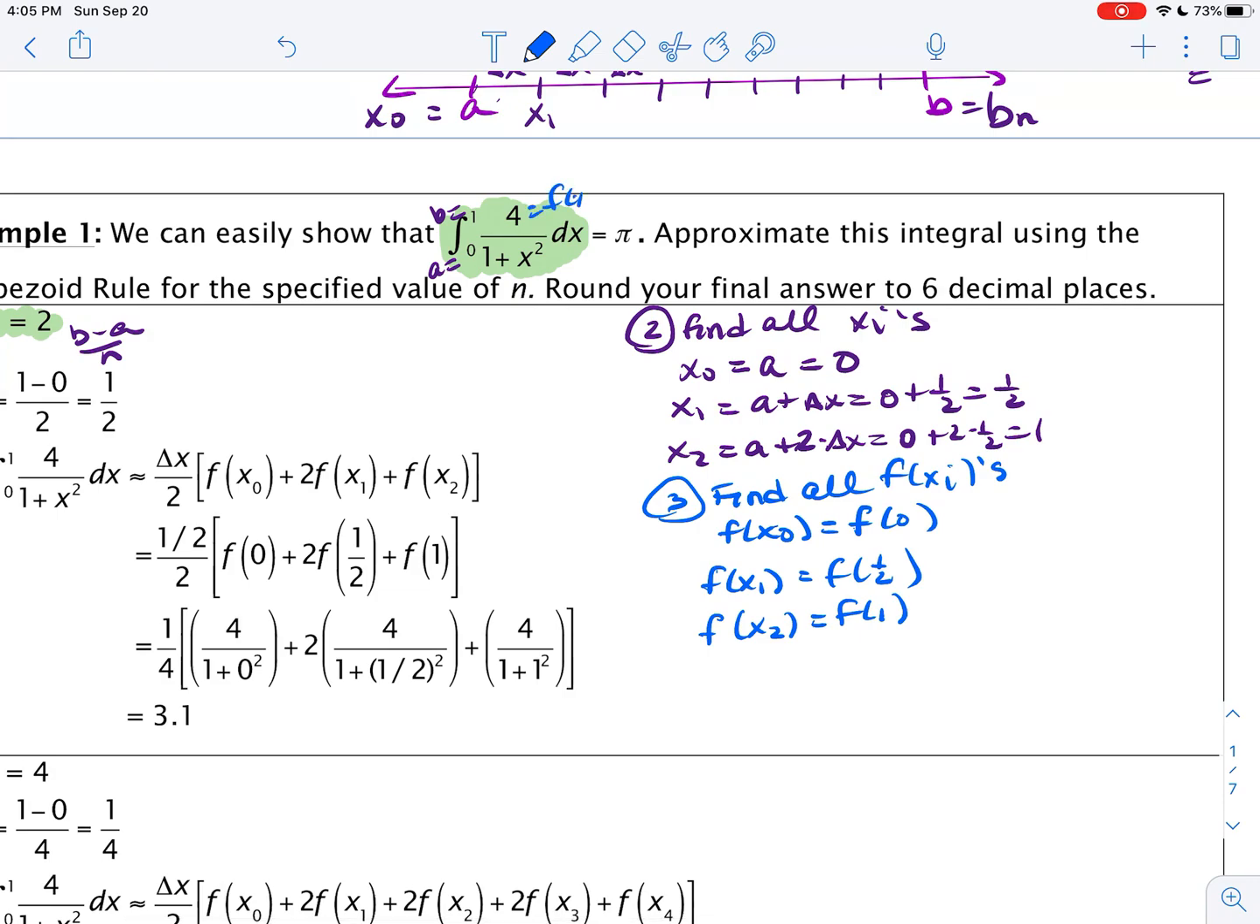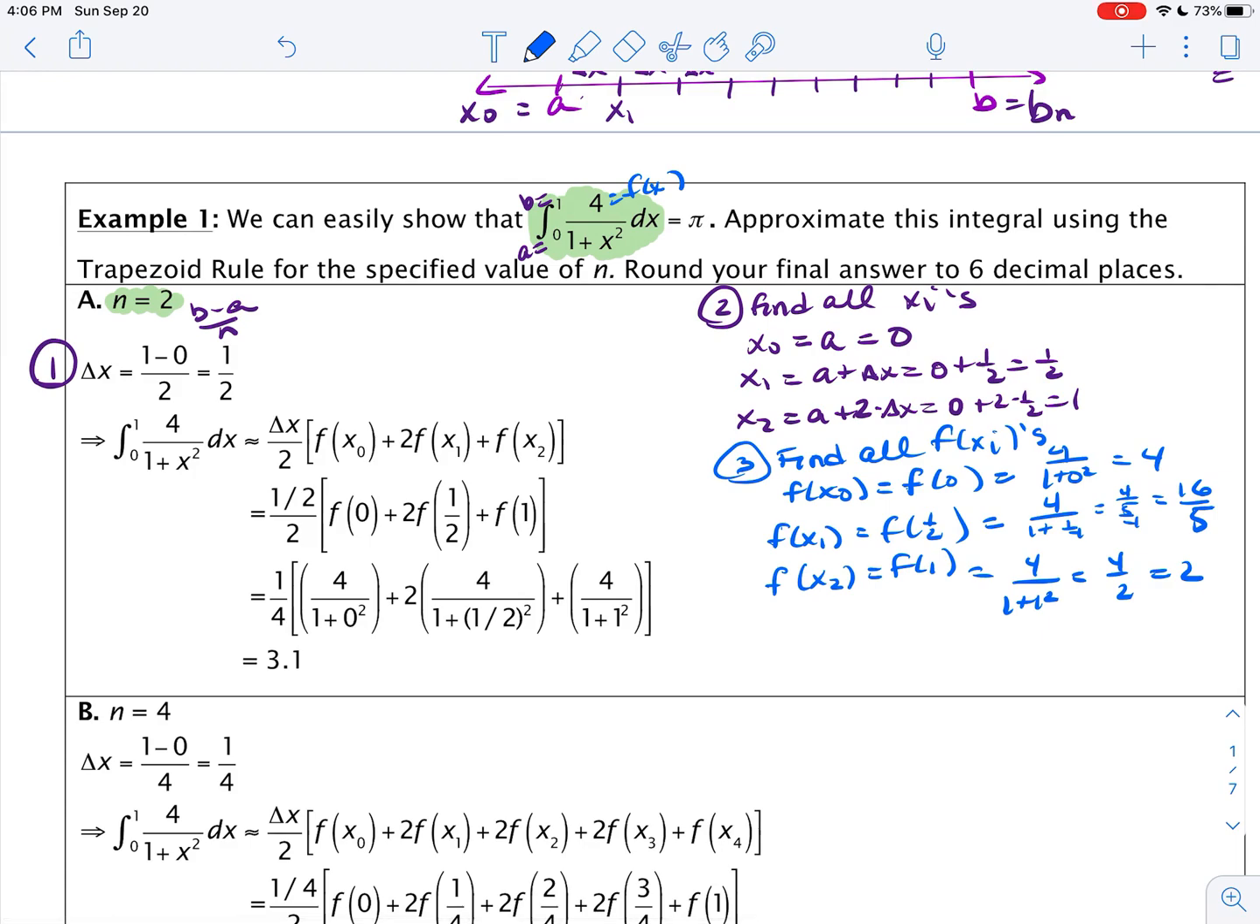Good? And knowing that our f of x is 4 over 1 plus x squared, f of 0 is 4 over 1 plus 0 squared, or 4. F of 1/2 would be 4 over 1 plus 1/2 squared, which is 1/4. That's 4 over 5/4, and that's going to be 16/5. And f of 1 is going to be 4 over 1 plus 1 squared, which is 4 over 2, which is 2. Good? And then we will just take all of these values and plug them in here.